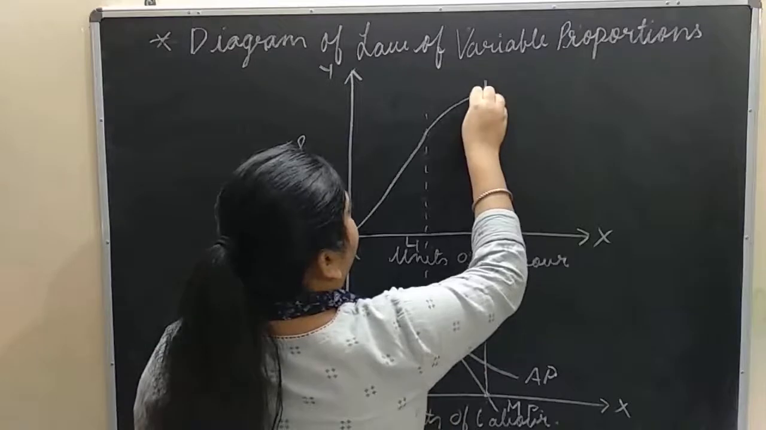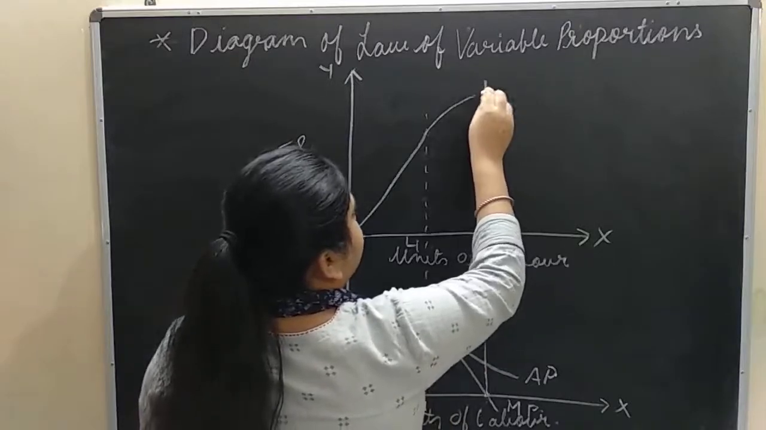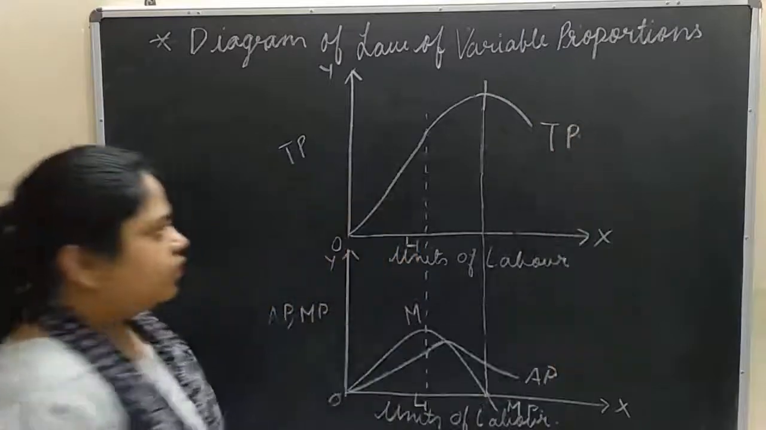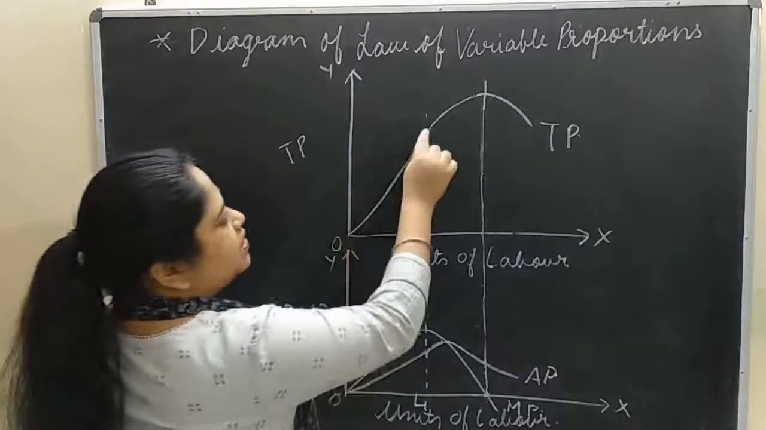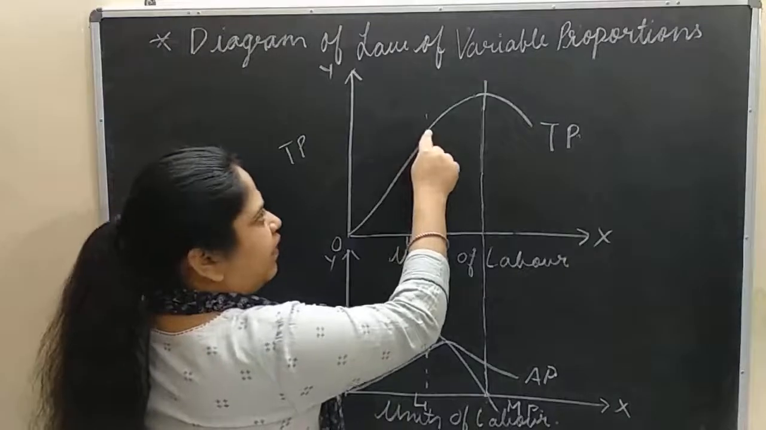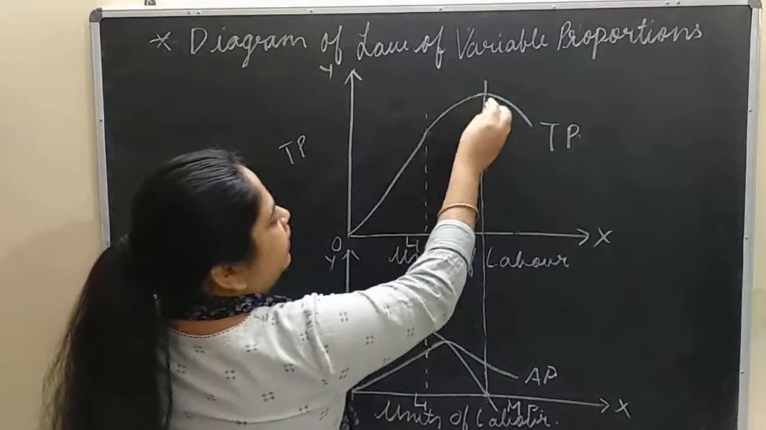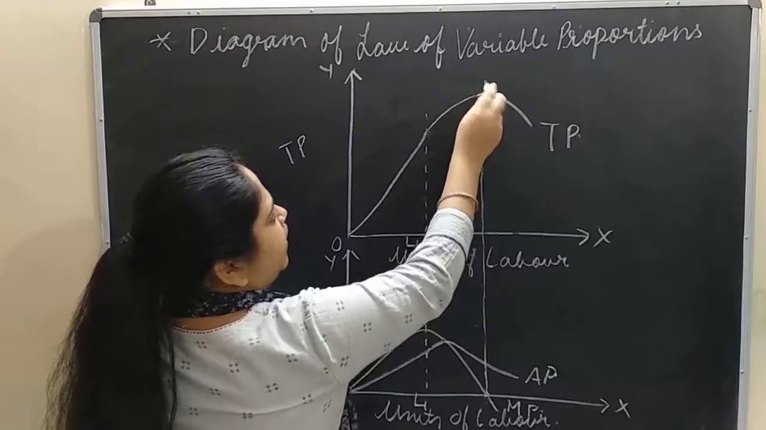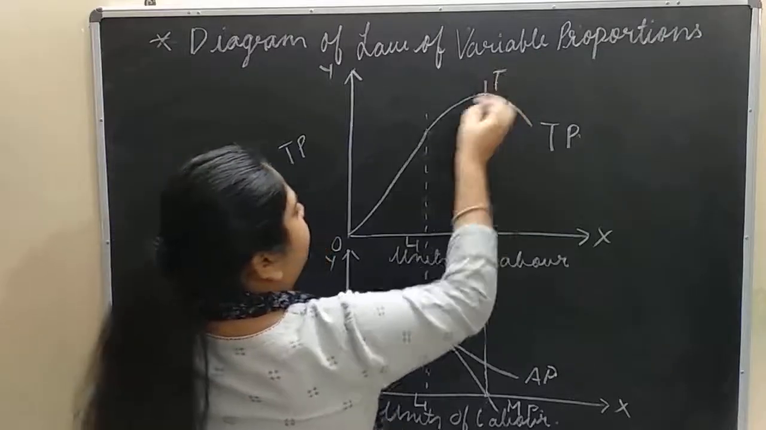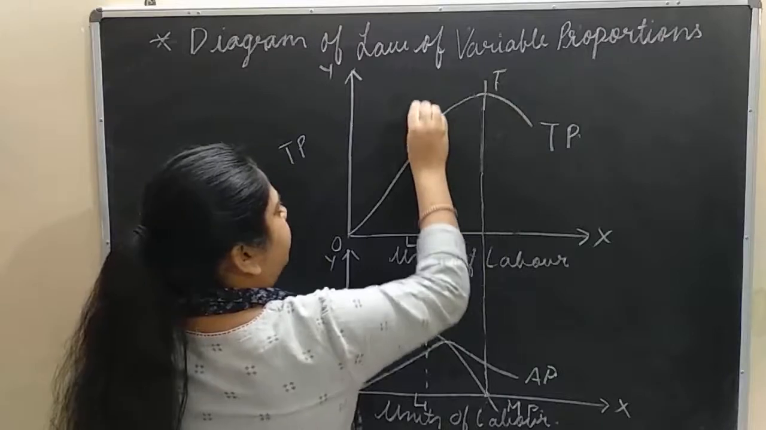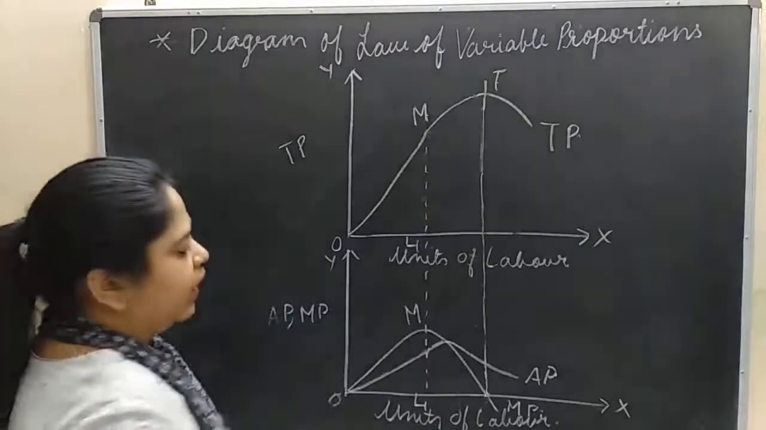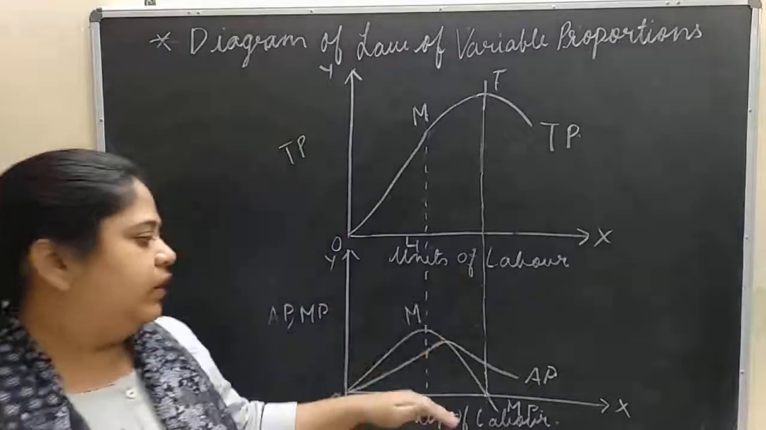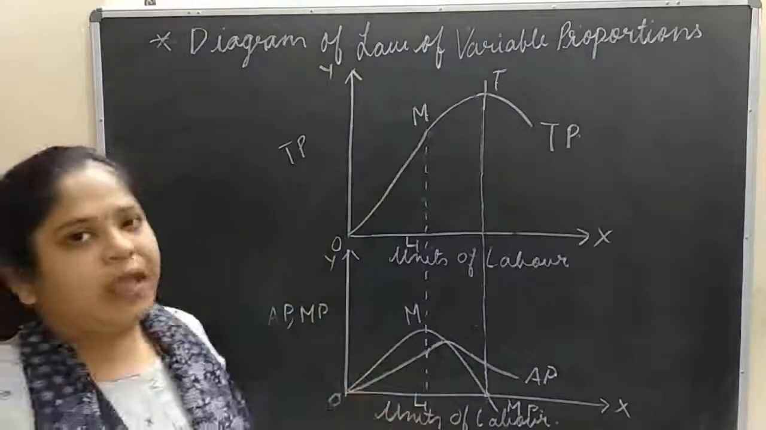Now from this point, यहाँ से यहाँ तक ज़्यादा increase, यहाँ से यहाँ तक slight increase. You have to stop here because you have to ensure that this is the highest point of TP. Name it as T. This is point M. So this is how you are going to plot the TP curve from MP curve.